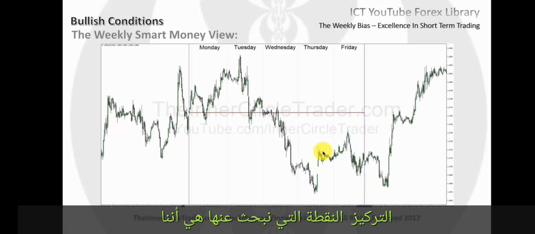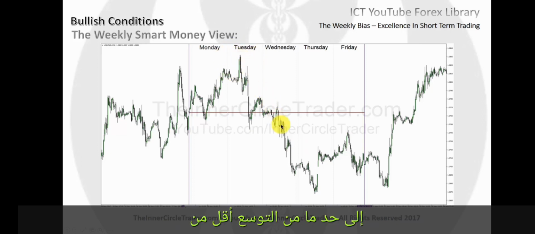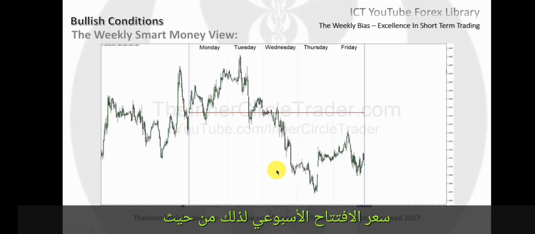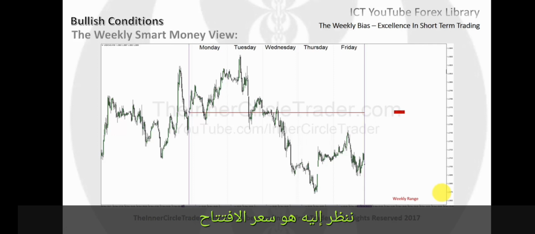The point we're looking for is, when we're bearish, we're looking to sell short on or very close to the weekly high and riding that down to some measure of expansion below the weekly opening price. So in terms of the weekly range or weekly candle, what we're looking at is the opening price here.